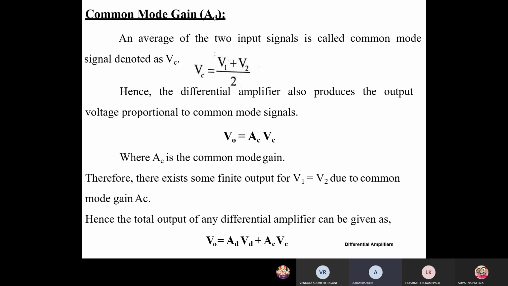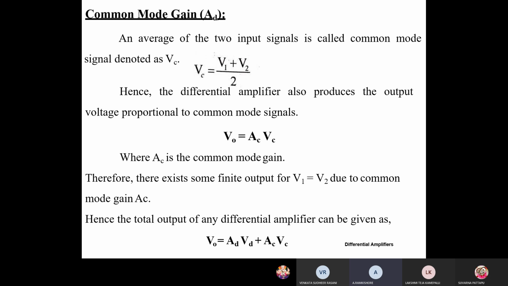So the differential amplifier also produces an output voltage proportional to the common mode signal. So it produces the differential mode gain and also the common mode signal. Then V0 is equal to AC into Vc, where Vc is nothing but V1 plus V2 by 2. In the differential case, V0 is equal to AD into V1 minus V2. Where AC is the common mode gain, there is therefore some finite output for V1 equal to V2 due to the common mode gain AC.